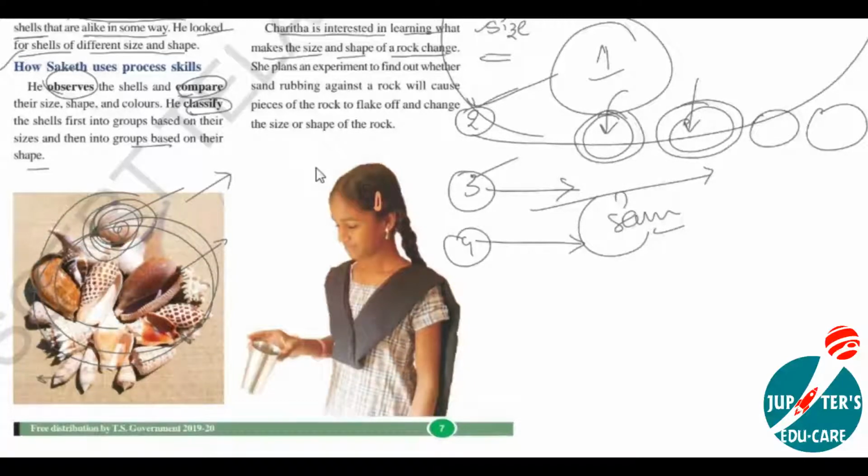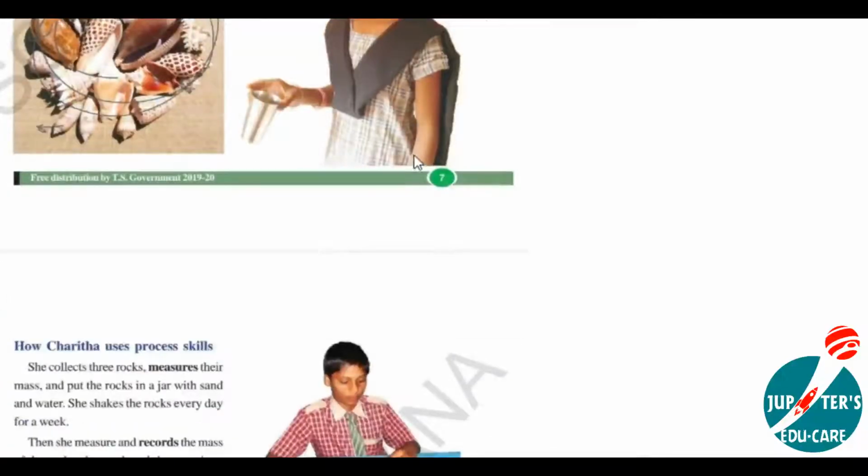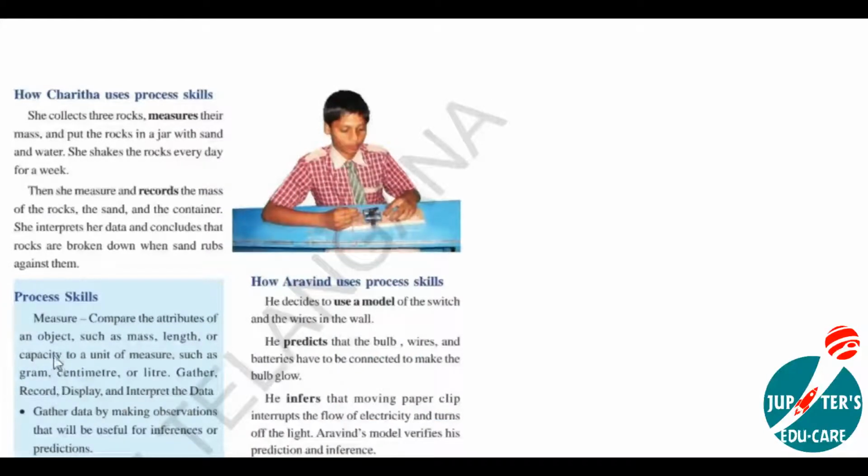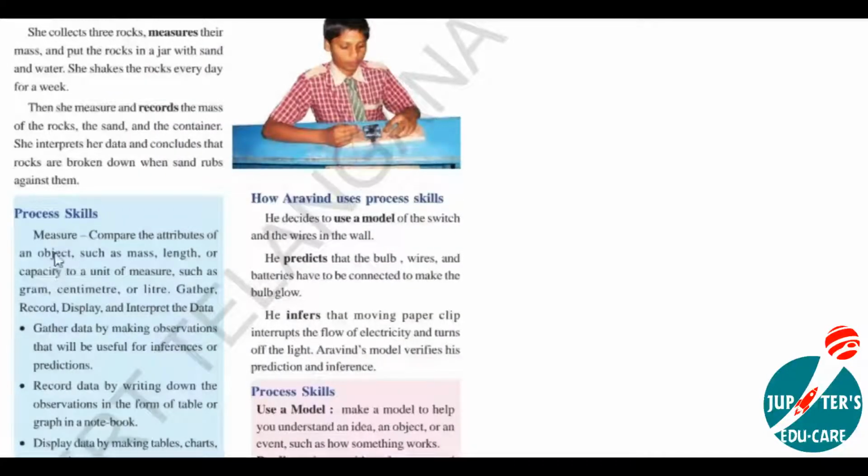For that she planned an experiment. In that experiment she must use process skills. Which process skills help Charita in her experiment? Let us see. First of all, she plans an experiment to find out whether sand rubbing against the rock will cause pieces of the rock to flake off and change the size or shape of the rock. Her hypothesis. So before going to the experiment, she has to follow these methods. She can use these process skills.